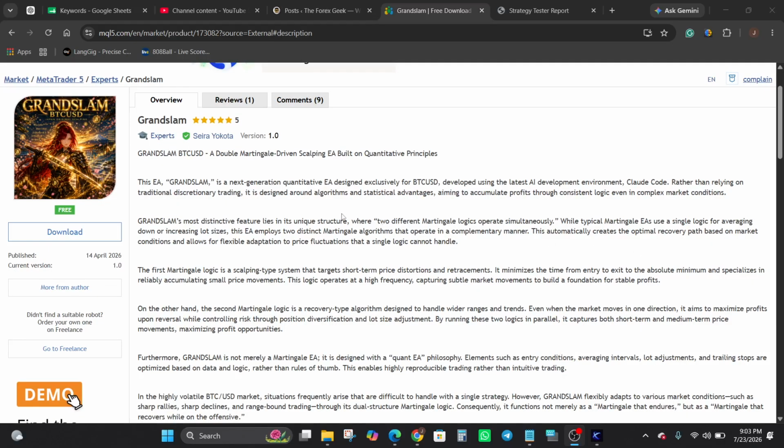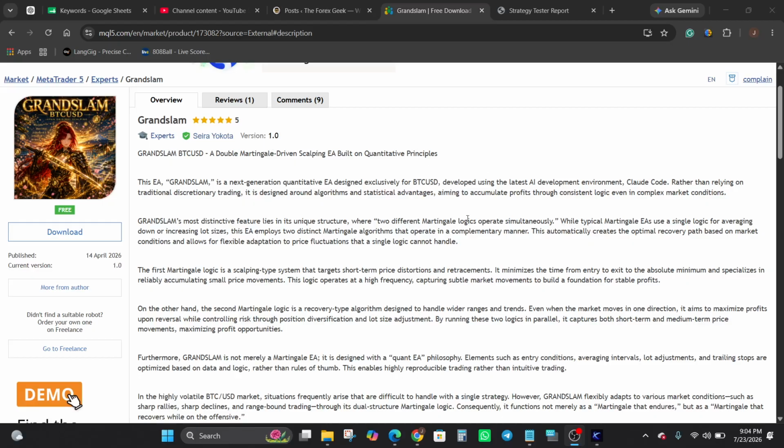Looking at the MQL5 Marketplace listing, the EA is currently available as a free download. And it is developed by Sarah Yokota. This is version 1.0. So it is the initial public release.